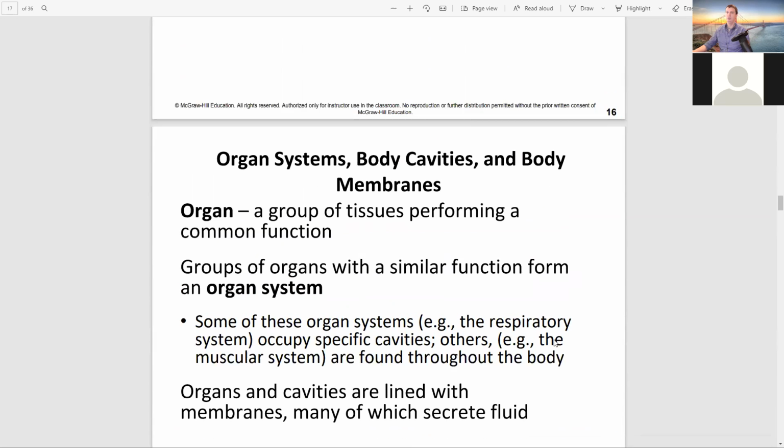So an organ is a group of tissues performing a common function. Groups of organs with a similar function form an organ system. Some of these organ systems, for example, the respiratory system, occupy specific cavities. Others, for example, the muscular system, are found throughout the entire body. And organs and cavities are lined with membranes, many of which secrete fluid.